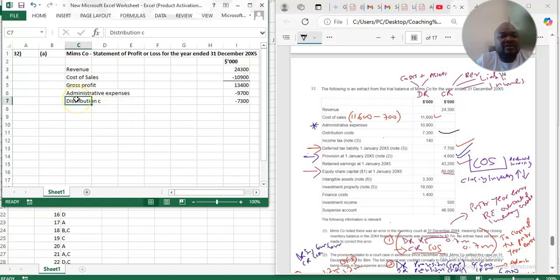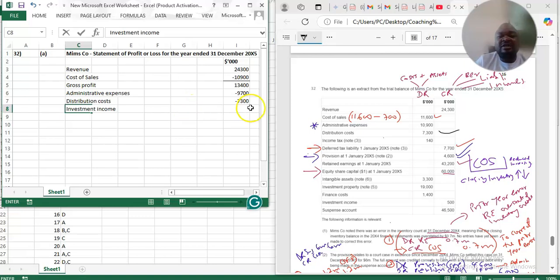Okay, what's going on here? My distribution costs are not good. Now, what else do we need? Okay, distribution costs. What else? Do we have other income? Yeah, we've got investment income.